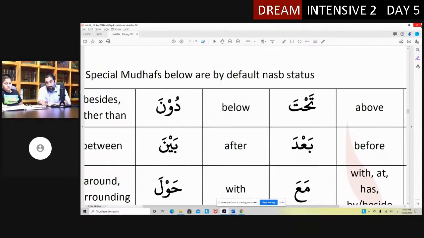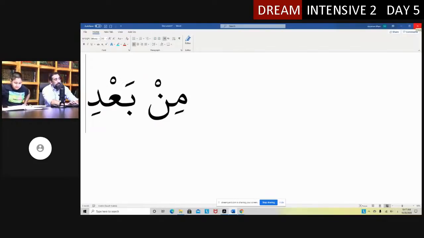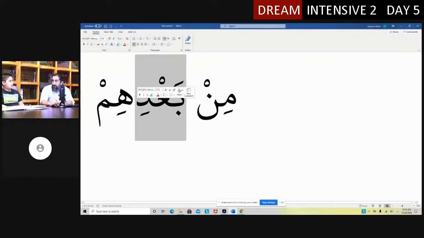A harf cannot be a mudaf. Let me show you why they can never be a harf. In the Quran, you find min ba'dihim. Min is a harf of jar. You already memorized those: ba, ta, kaf, lam, waw, min. Min makes the next word jar. Does min make a harf jar or an ism jar? Ism jar. So whatever comes after min has to be an ism, especially if it has status. Status is a property of an ism. So ba'd is actually an ism.